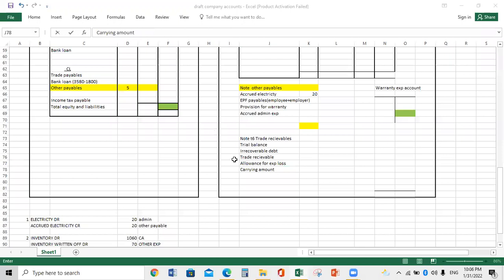No, Fatima, better to put it as a note. Usually trade receivable has a note. Unless you can directly get it easily, it's fine, but better to do that.